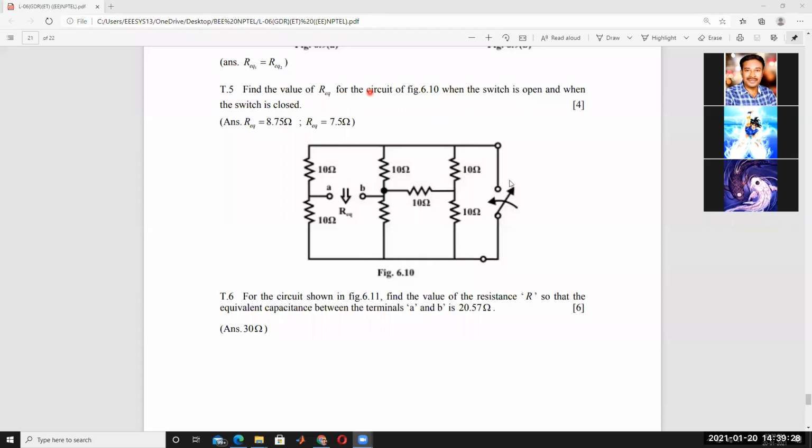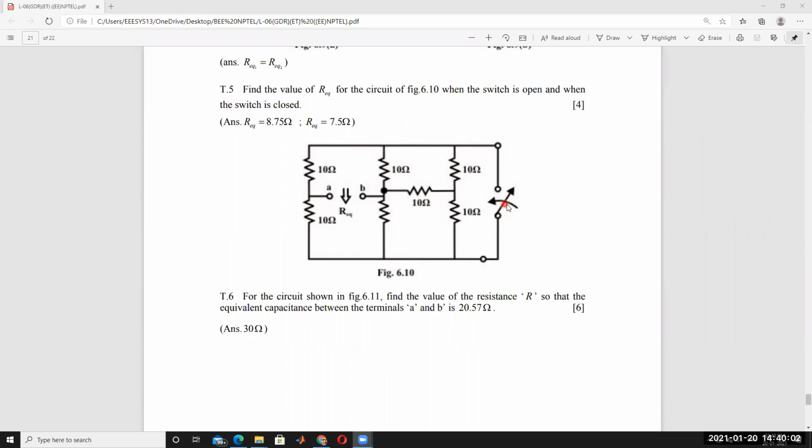Is it clear? Find the value of R equivalent for the circuit 6.10 when the switch is open and when the switch is closed. So for the switch open condition, apply delta to star or star to delta transformation technique. Find the value of AB in between these two. Understood? Apply star to delta or delta to star concept. Find the value of equivalent resistance between A and B in the switch open condition. Again, also find it in the switch closed condition.